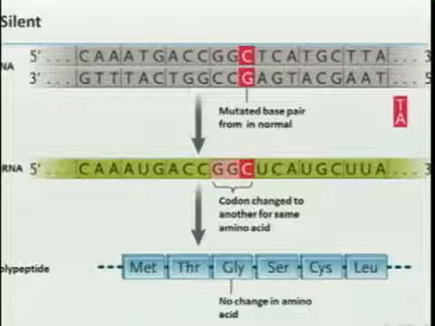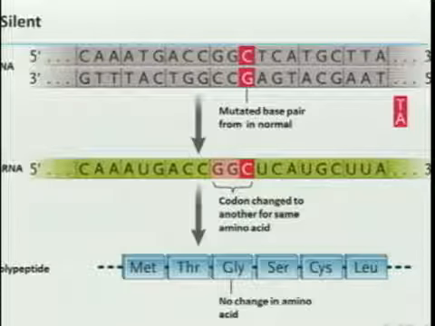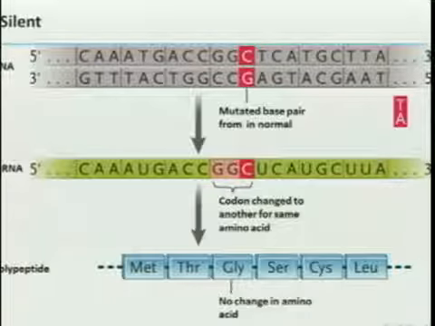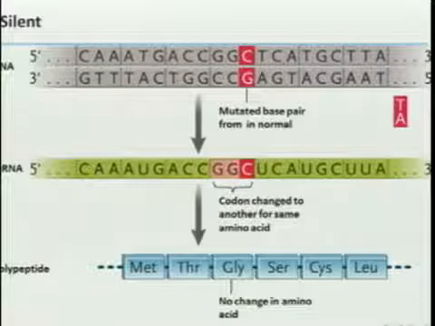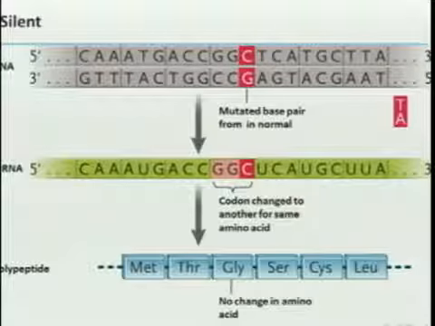First type, silent. The DNA sequence changes, the RNA sequence changes, the protein sequence does not. What kind of event can lead to that? A change in the 3rd position of a codon in those situations when the original codon and its mutant allelic form encode the same amino acid.